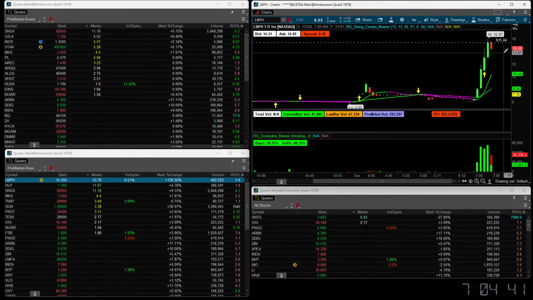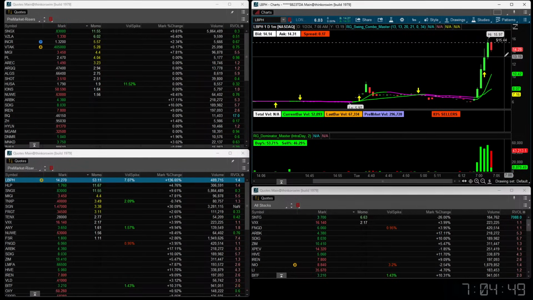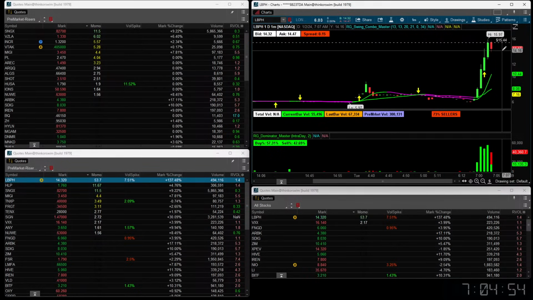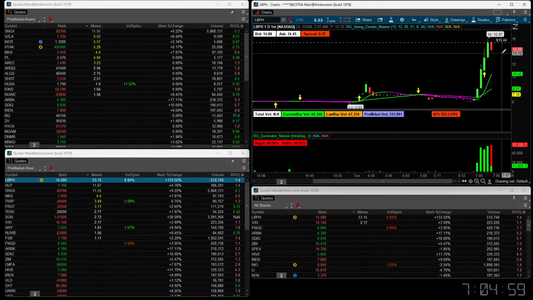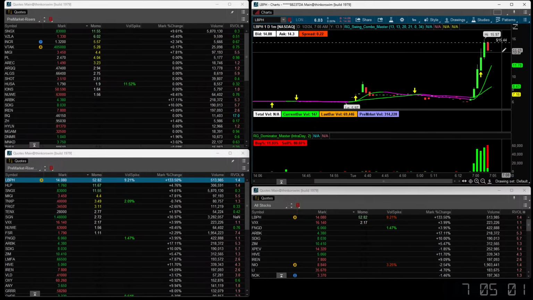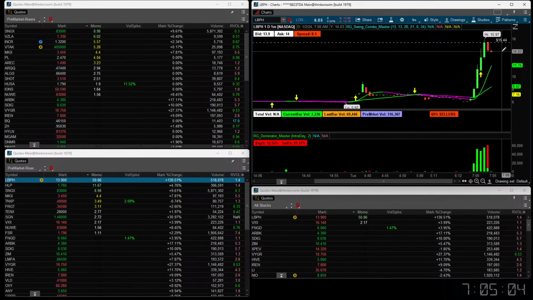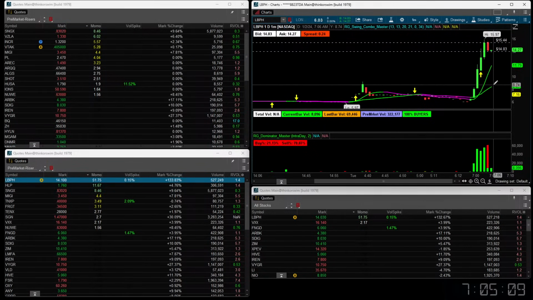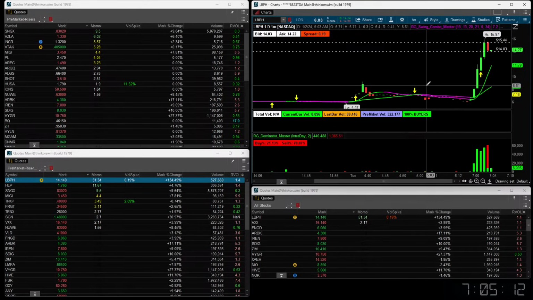Let's see if we get a pullback. I'm going to set resistance here. I'm sure other people are going to find this stock. They probably didn't find it as fast as we did. All right, there's the, well, maybe not. We may be getting another red candle here. Nope. It's going to go up a little bit. Let's see, 14.03 to possibly 15.44 if it starts going up.